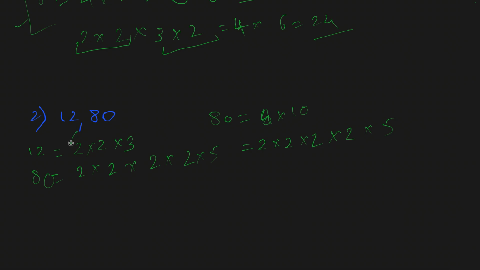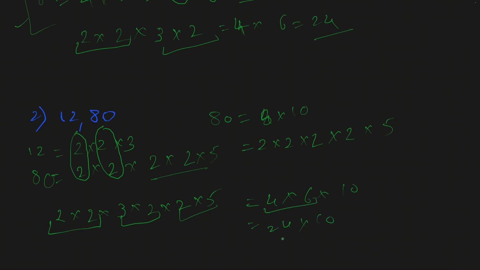Again, we will find the common factor, which is 2. So 2 times another common factor, which is 2. And then we'll write down all the rest of the numbers, which is 3, and then this, which is 2 times 5. If we solve this, we get 2 times 2 is 4, 3 times 2 is 6, and 2 times 5 is 10. 4 times 6 is 24, times 10, which is 240. So 240 is the LCM of 12 and 80.